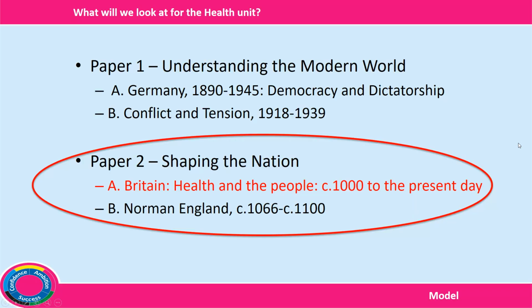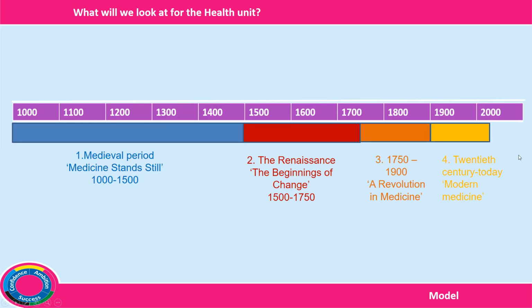So today we are going to look at the Britain Health and the People unit, which forms part of Paper 2, Shaping the Nation. Now, on the health unit, we will look at how medicine and people's health have changed and developed since 1000 AD. So this means we are looking at change and continuity and how we came to the medical system we have today. So obviously 1,000 years is a long time.